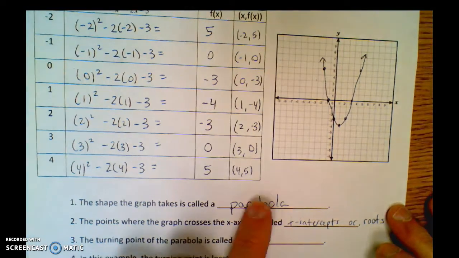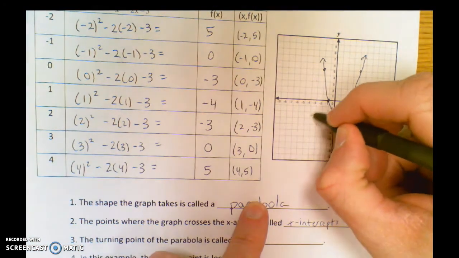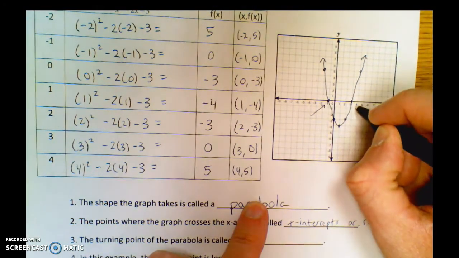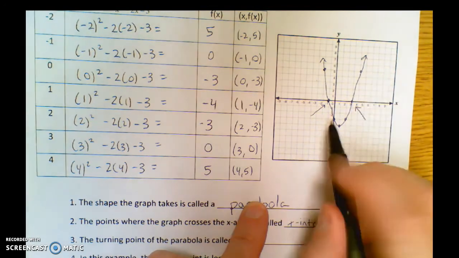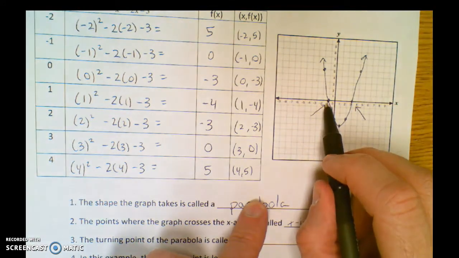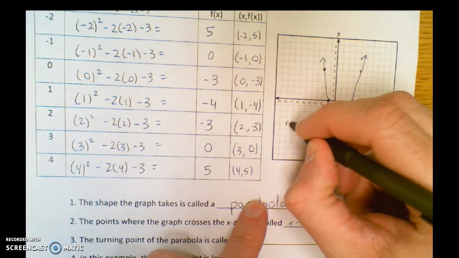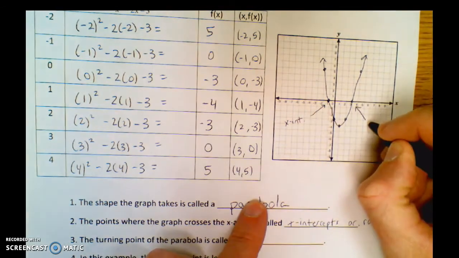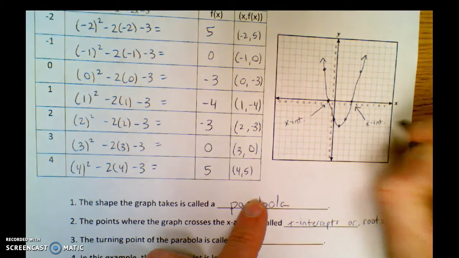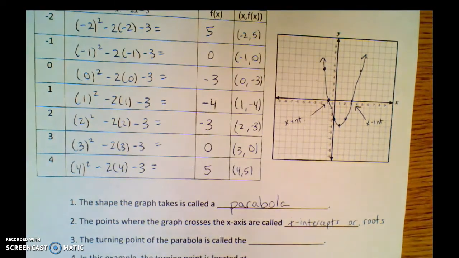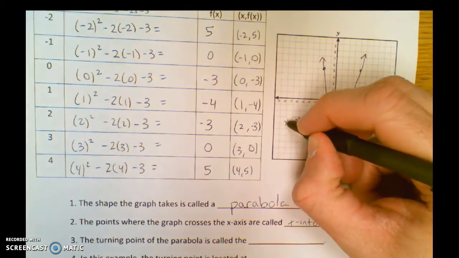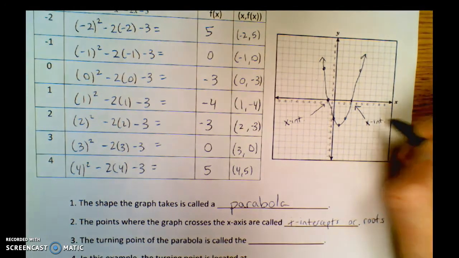So the x-intercepts in this graph are right where it crosses on the x-axis. So there's two of them. This is an x-intercept, and this is an x-intercept, because you're crossing on the x-axis. Make sure my x's are very clear.